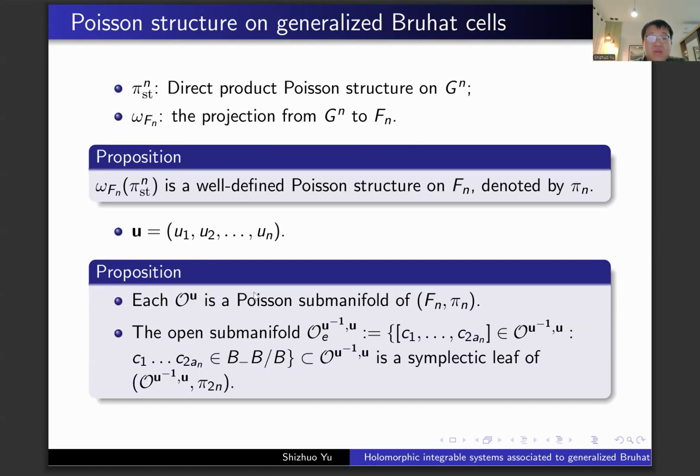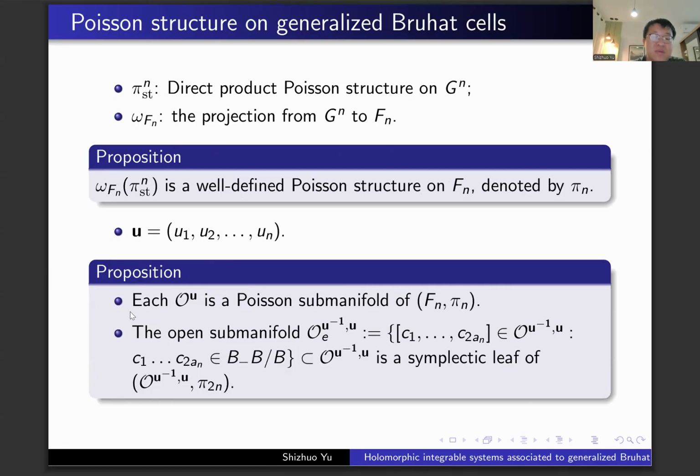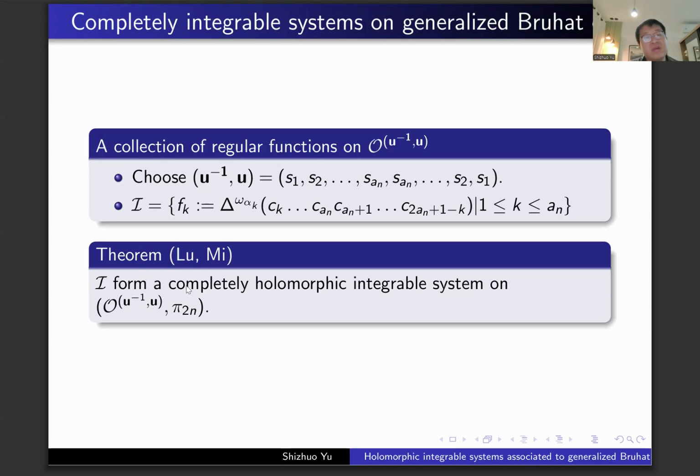Actually, because this OU inverse U is generic symplectic, it means that it has an open symplectic leaf on the OU inverse UE. And we can also call it a holomorphic integrable system because it's generic symplectic. It is the first main theorem in this talk.